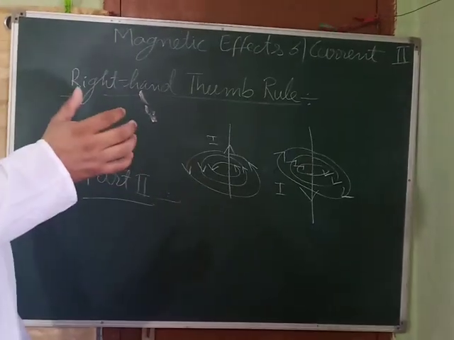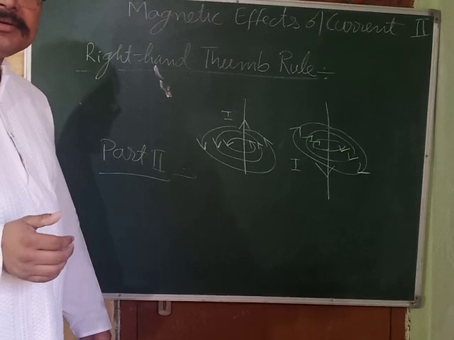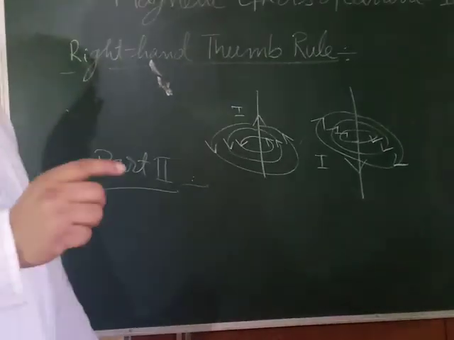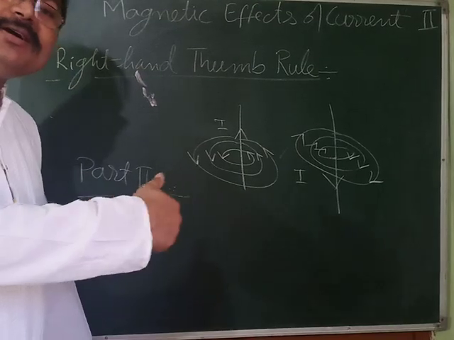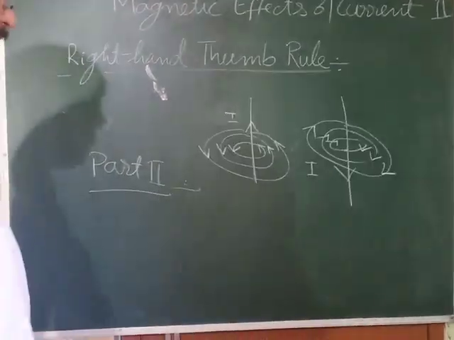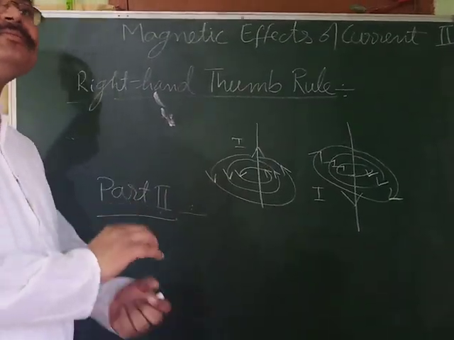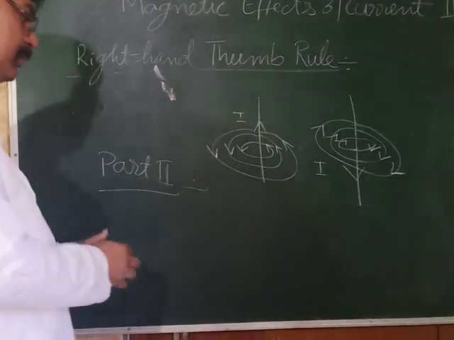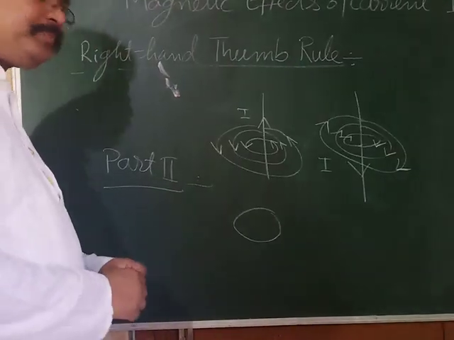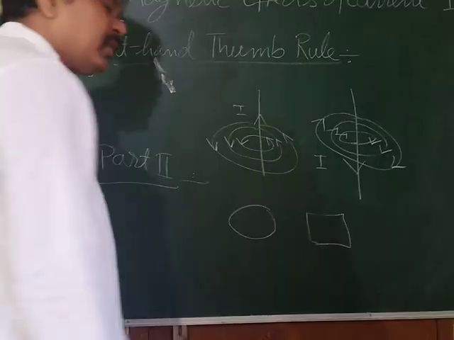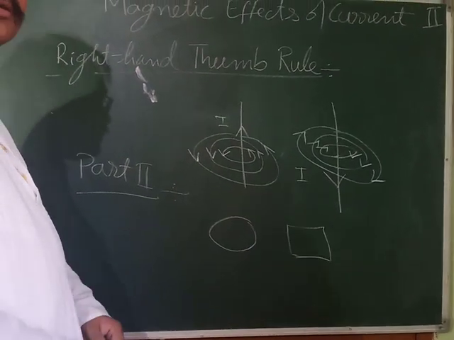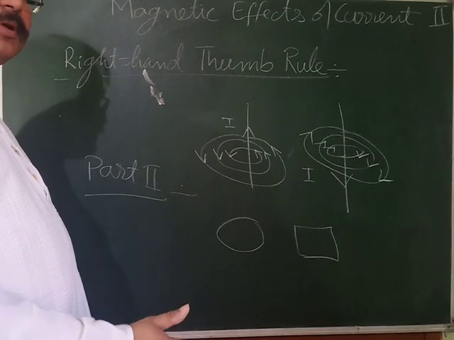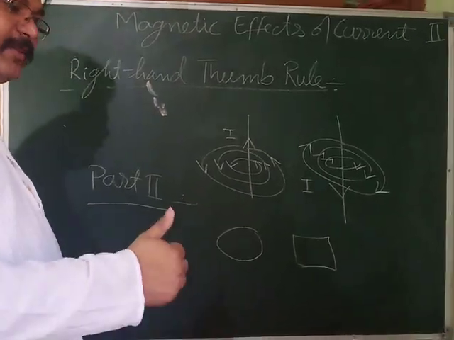when right hand is placed such that the curling fingers are along the direction of current in the conductor, then the stretched thumb gives the direction of magnetic field.